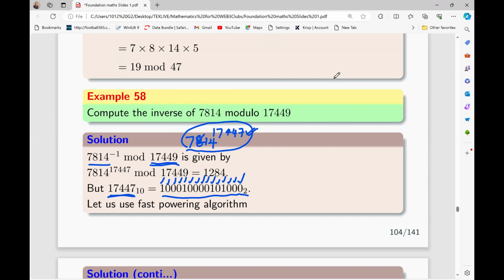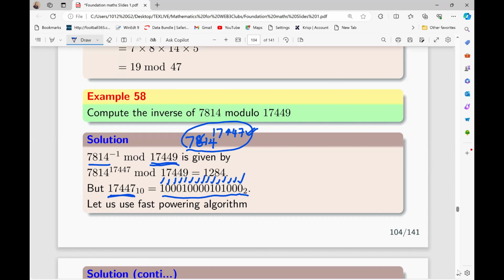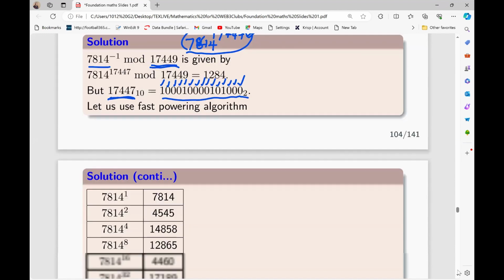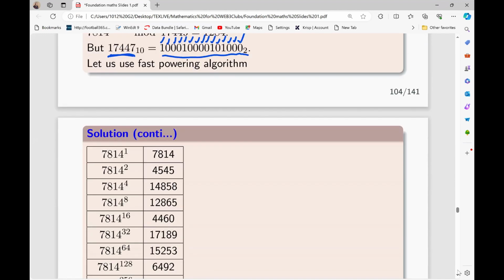So now I am ready to do that. I was just confirming the number of times I'm going to square because it could be uncountable and I didn't want that. So let me square the first time. This number raised to 1 is the same number. Square this line to get the next line, 7814 raised to 2. Let me use my calculator and see what I get.